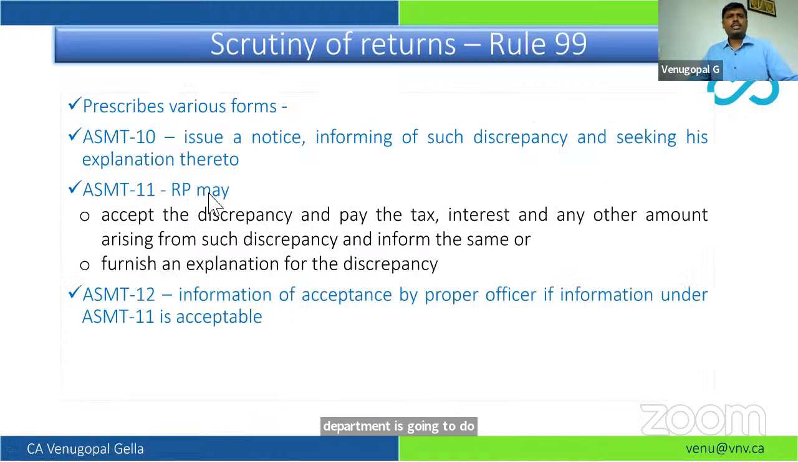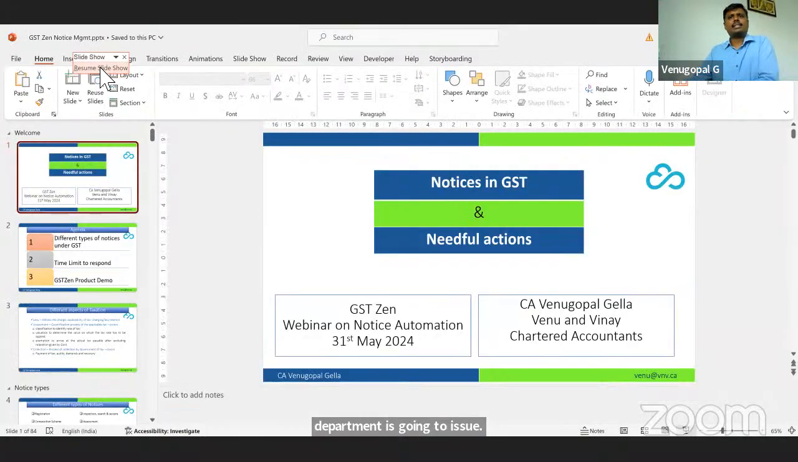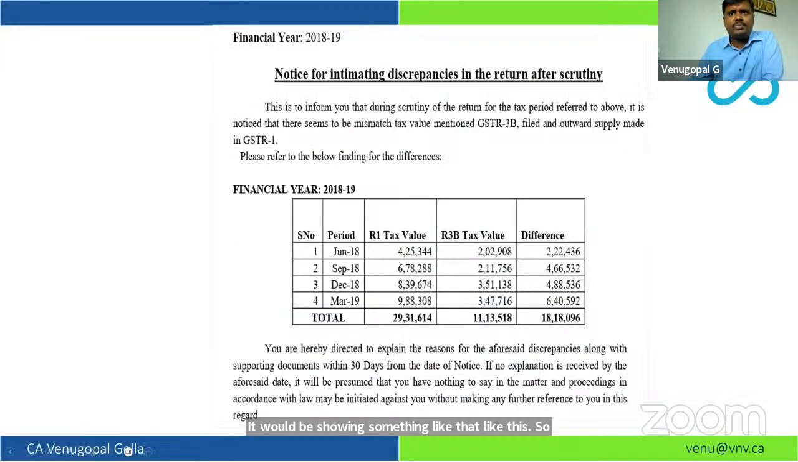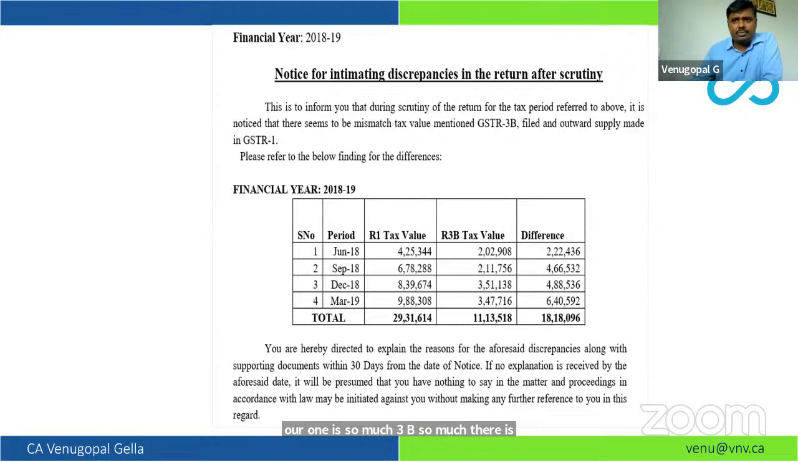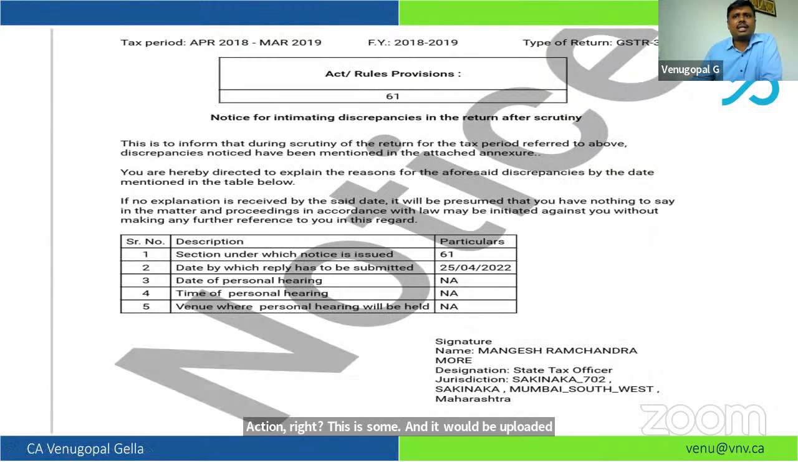Let me share with you the format of the document that the department is going to issue. It would show something like this. For such and such financial period, I am seeing the values in R1 are so much, 3B is so much, there is a difference. I'm asking you to explain. And if no explanation is given, then you have nothing to say in this matter, and we will go for further action. This is the format, and it would be uploaded online, fixing a personal hearing.